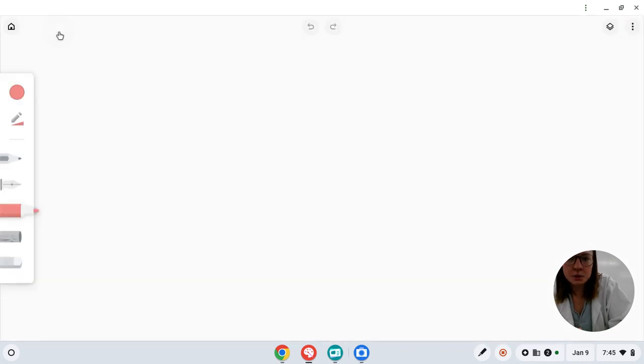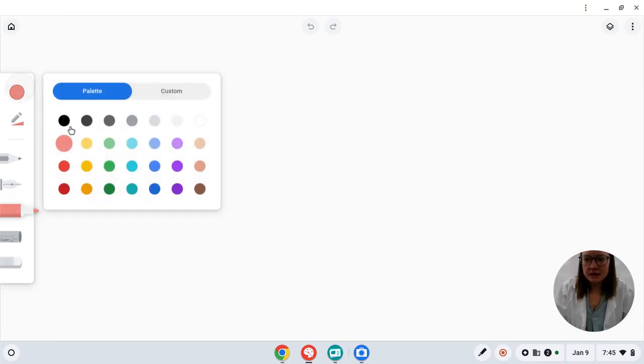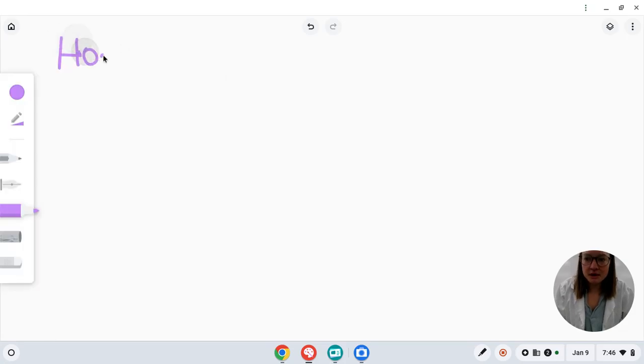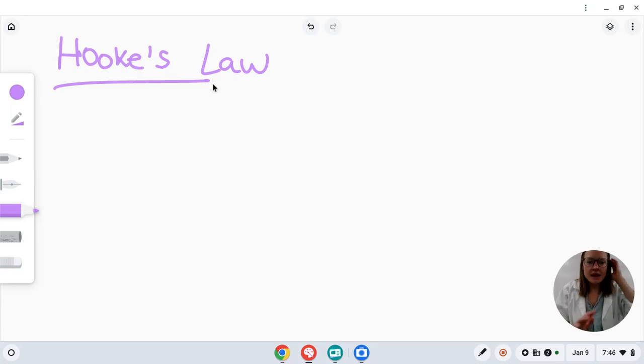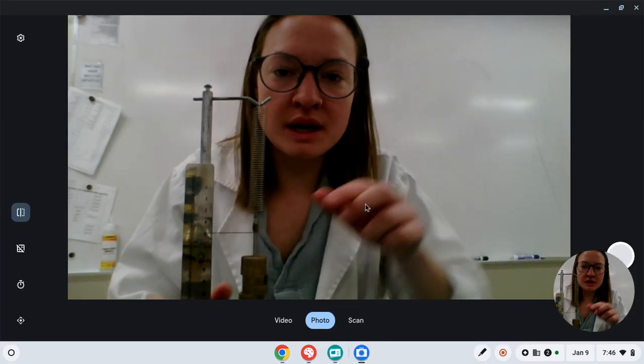Let's grab ourselves a new page here. Let's change up our color here, purple. We need to talk today about Hooke's Law. Hooke's Law describes how springs actually work. Let's take a look at our spring again here.